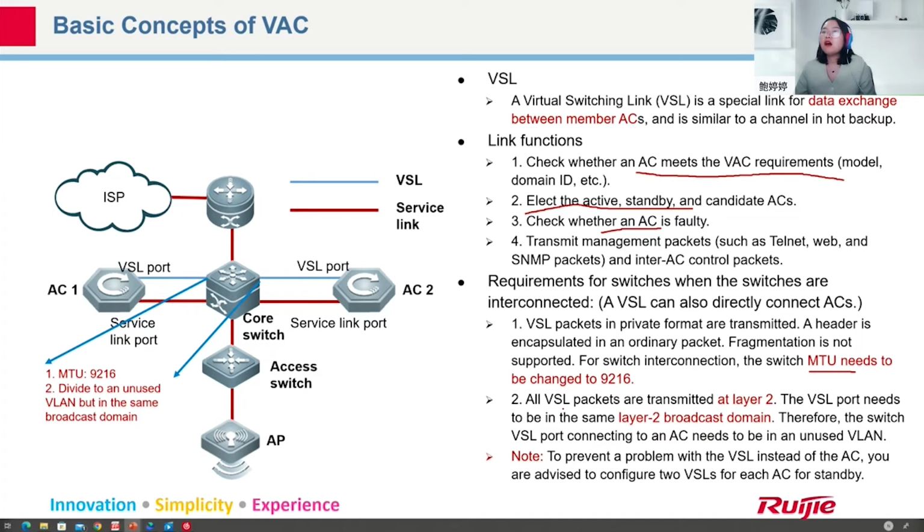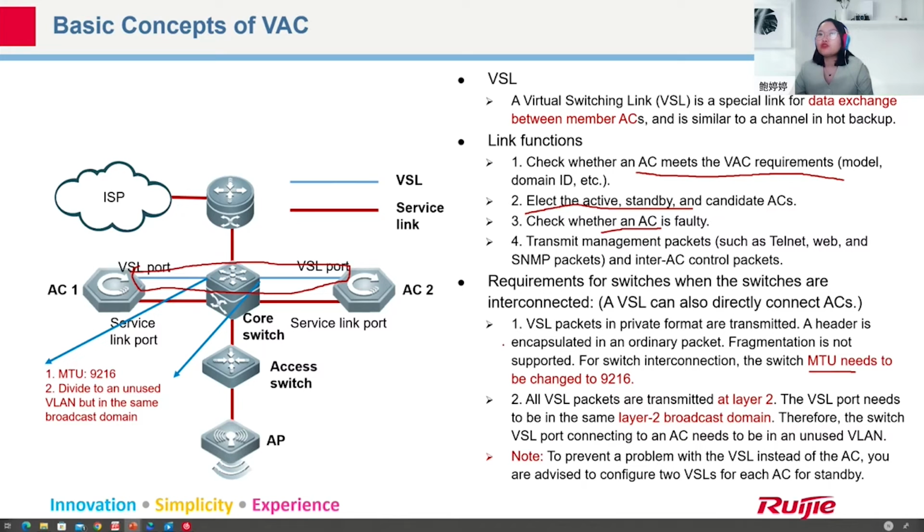The other one: all the VSL packets are transmitted in the layer 2 network. So between them you have to design a VLAN specially for AC1 and AC2 to transmit this message. And you cannot configure a layer 3 function here. You have to make the interface layer 2, in the same broadcast domain. For example, you can create a special VLAN only used for the VSL packets.